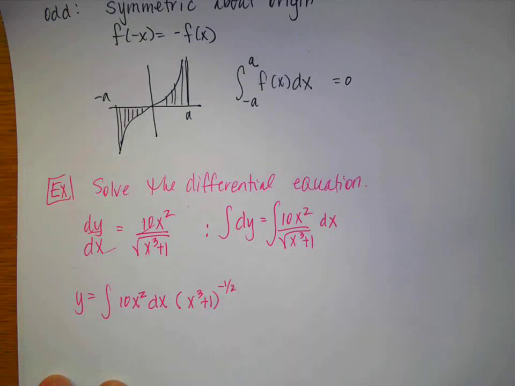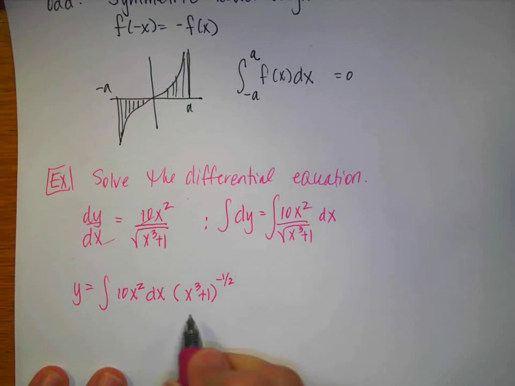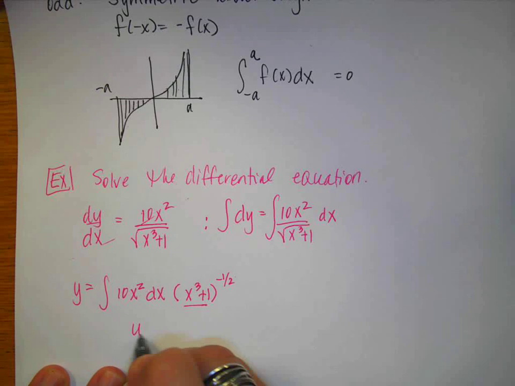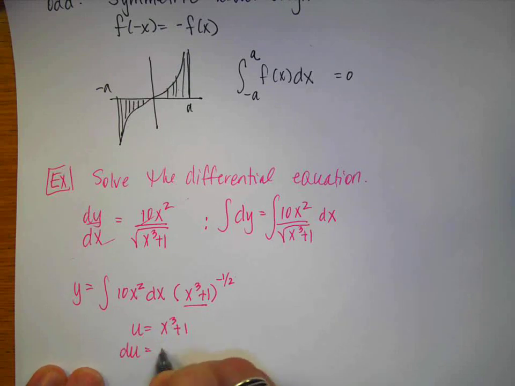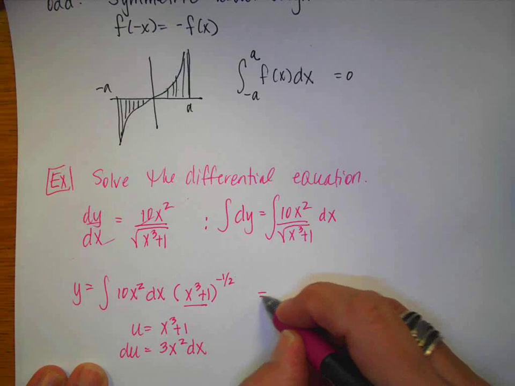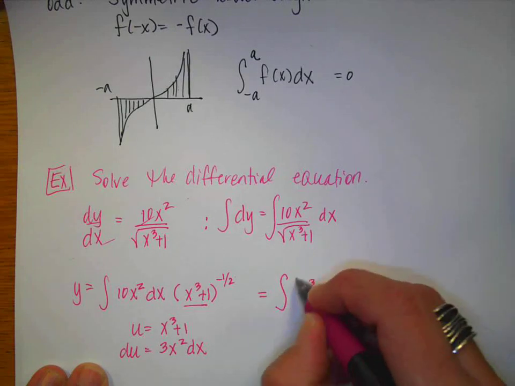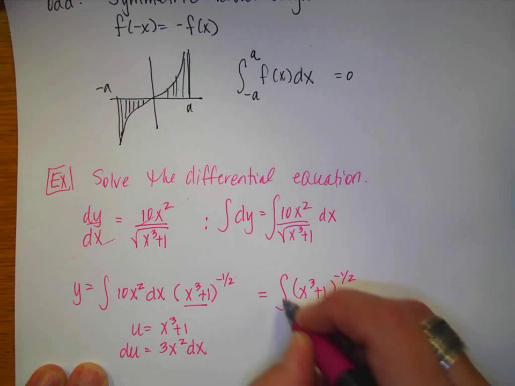Oops, I'm going to scoot this guy up here. I'm just going to put him over here. And I have x cubed plus 1 to the negative 1/2. So yes, it's a little crappy looking, but you'll get over it. So I'm going to do my U substitution. So U is going to equal x to the third plus 1. Du is going to be equal to 3x squared dx. Well, I can move this 10 outside before I start, and then I'll write it and make it look prettier.